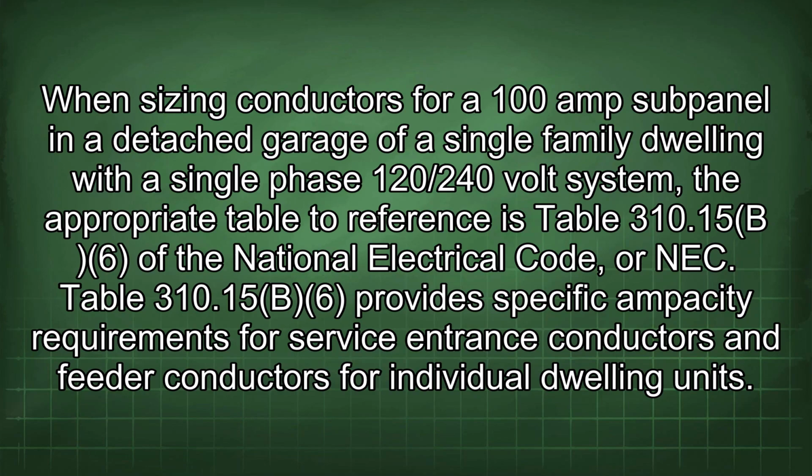When sizing conductors for a 100 amp subpanel in a detached garage of a single-family dwelling with a single-phase 120/240 volt system, the appropriate table to reference is Table 310.15(B)(6) of the National Electrical Code, or NEC. Table 310.15(B)(6) provides specific ampacity requirements for service entrance conductors and feeder conductors for individual dwelling units.